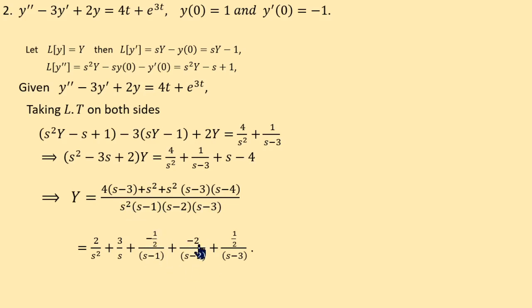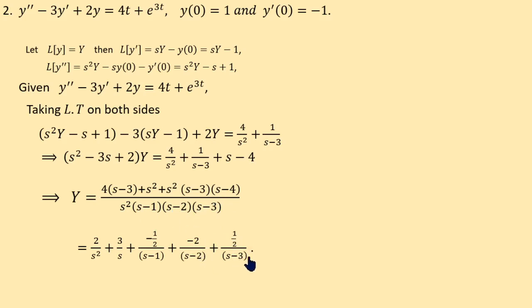Similarly, to find the D value, close this s minus 2, put s equal to 2. When s equal to 2, minus 4 plus 4 cancels, here 4; s square is 4, and minus 1 into minus 2 is 2, so 4 into 2 is 8. Denominator, when s equal to 2, s square is 4, close this part s minus 2, 2 minus 1 is 1, 2 minus 3 is minus 1, so minus 4. 8 by minus 4 is minus 2.